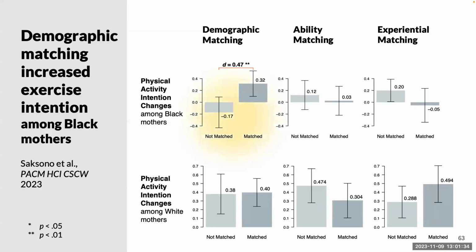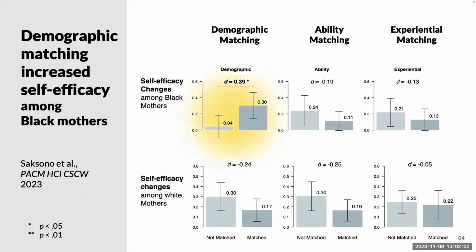So what did we find? We found that demographic matching significantly increased physical activity intention compared to not matching. Physical activity intention is the desire to be active in the next 7 days. But we only found this among Black single caregiver mothers. We didn't find any significance with white mothers. And we found a medium effect size, very small.